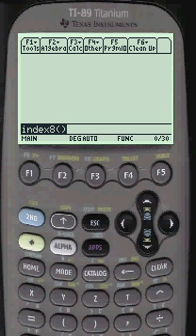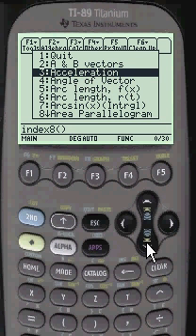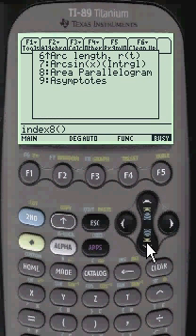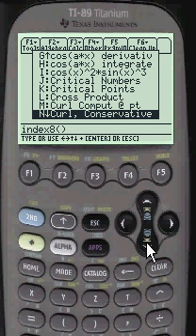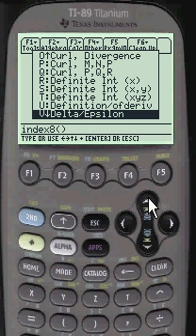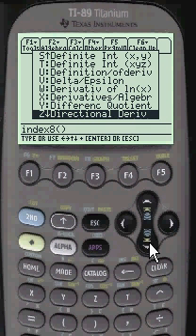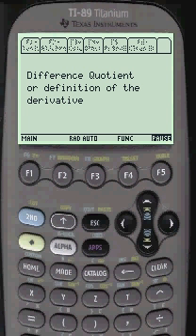Difference quotient regarding square roots. And let's do it. Index 8, and you'll come to my menu here. We're going to scroll down to what's asked in your test problem. Do the difference quotient. Define the definition of derivative. So we scroll down here to difference quotient, press enter, and we're into the program.